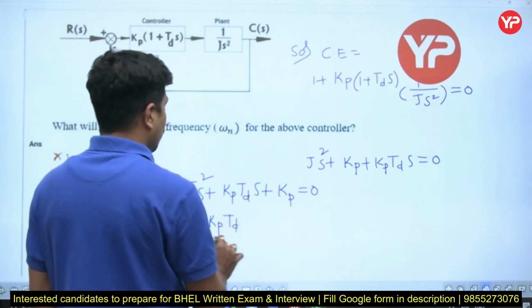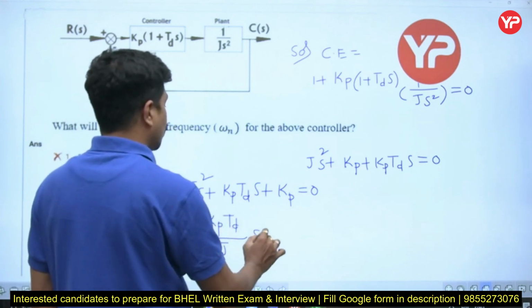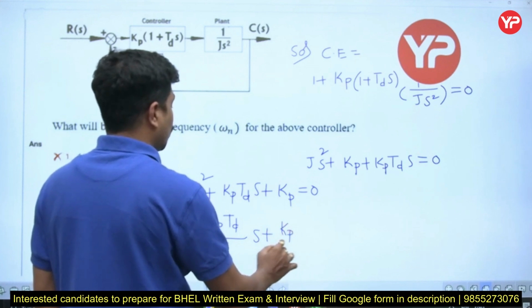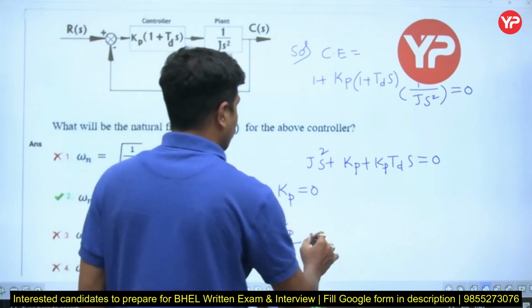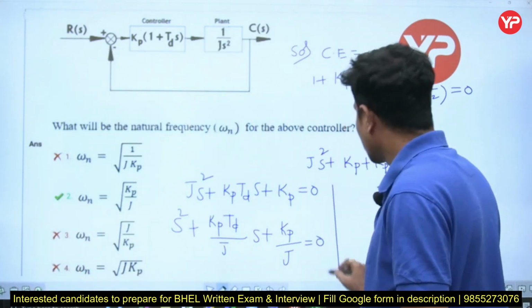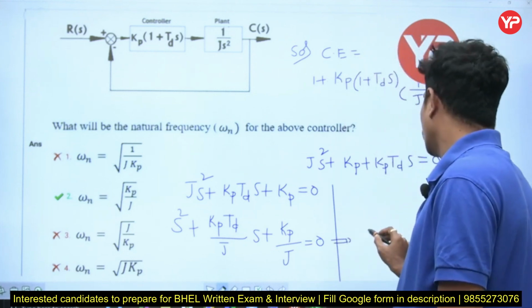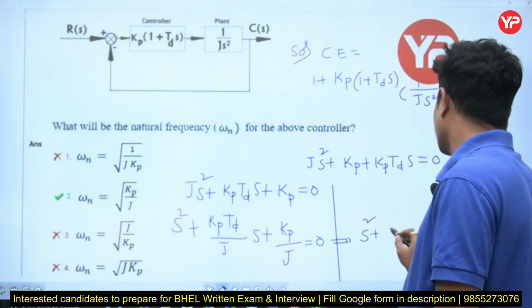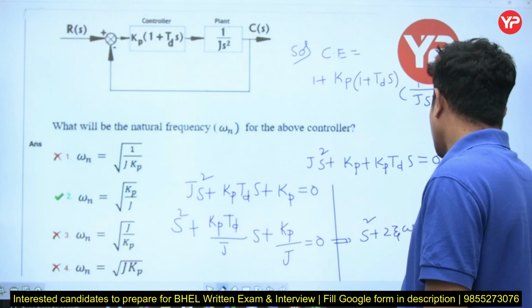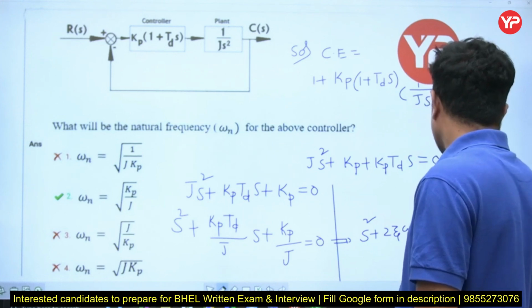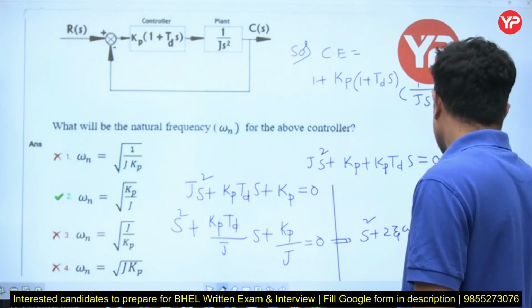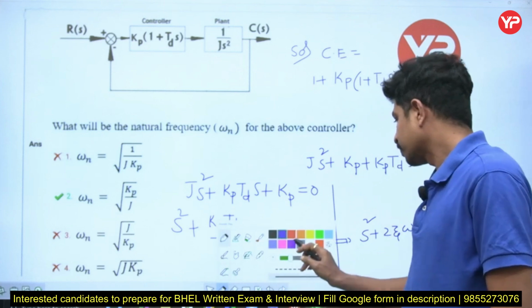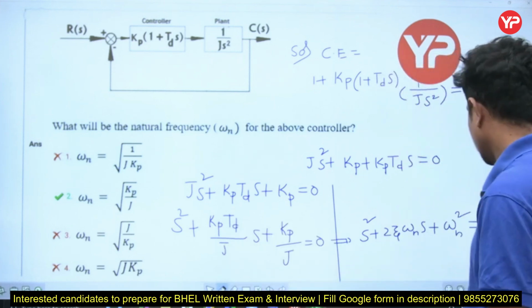Kp into Td by J into S plus Kp by J is equal to 0. Now this is to be compared with the standard one. What is the standard one? S square plus 2 zeta omega n S plus omega n square is equal to 0.